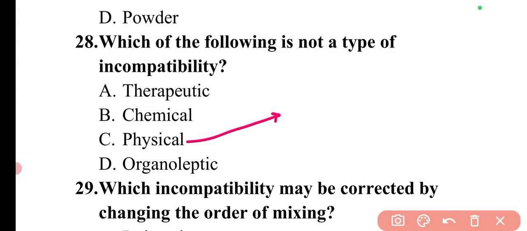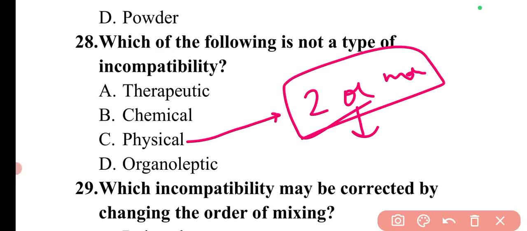First we can start with the physical incompatibility. So in physical incompatibility, whenever two or more substances are combined together, a physical change occurs after the mixing of these products, which produces an unacceptable product. So these types of incompatibility come under physical incompatibility. Mostly you will see a physical change.